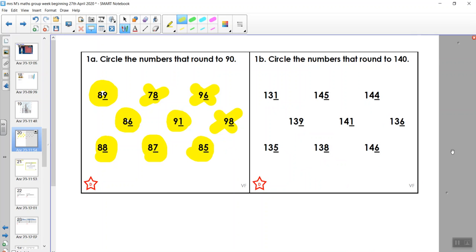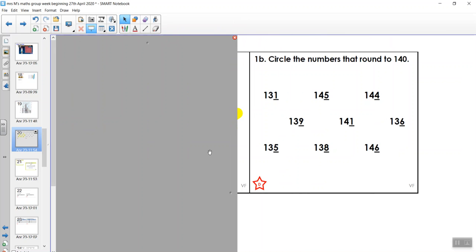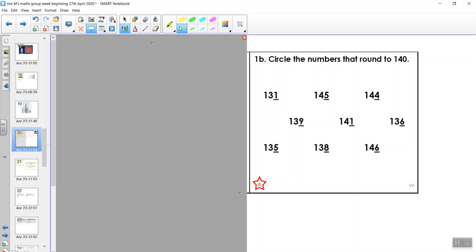Try the next set. Circle the numbers that round to 140. So let's do the same again. Pause the video and have a go, and then we'll look at them together. Okay, how did you get on?